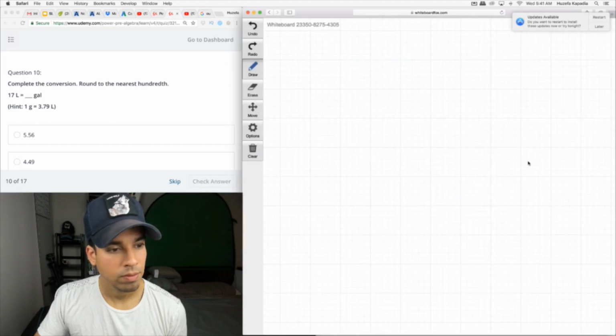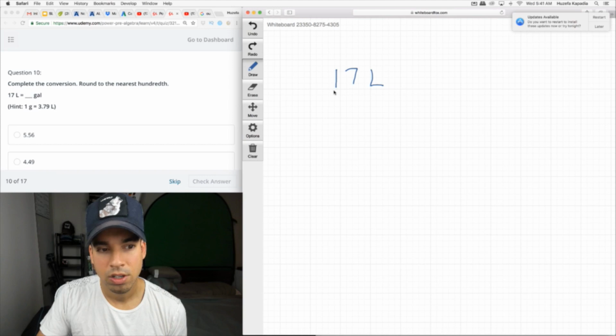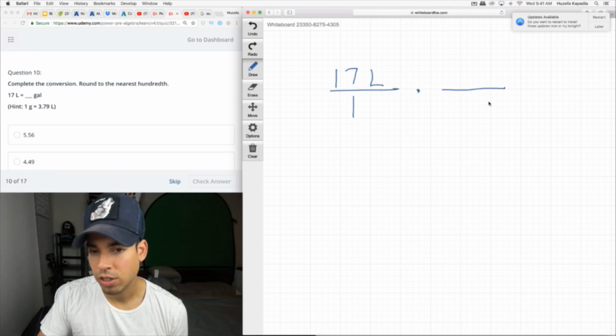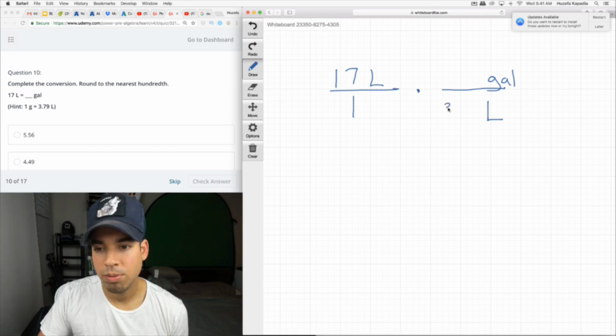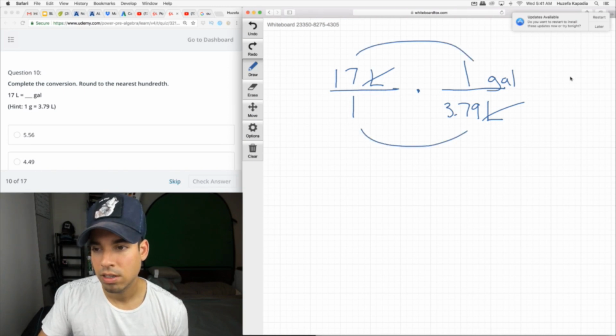Okay. Same idea, complete the conversion. 17 liters to gallons. So again, in my conversion proportion, I'm going to put liters on the bottom, gallons on top. We know that 3.79 liters equals 1 gallon. Liters cancels out, and that leaves us with 17 over 3.79, which means this is just a division problem.